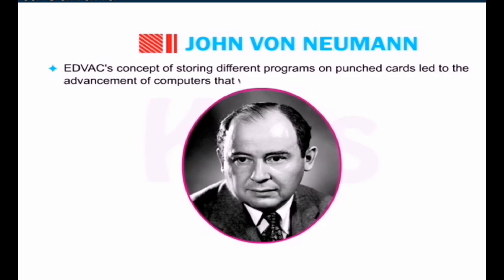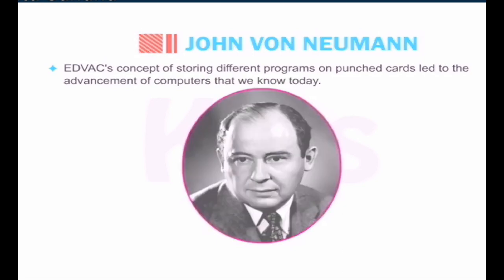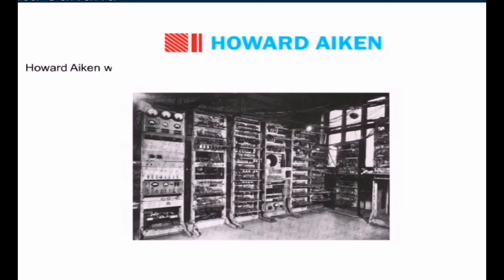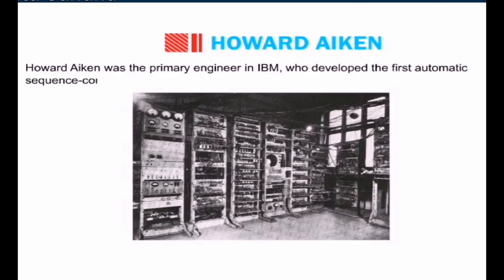We should learn about each one of them. We should know them. Now go for Howard Aiken. Howard Aiken was the primary engineer at IBM. He developed the first automatic sequence control calculator, named Mark I.